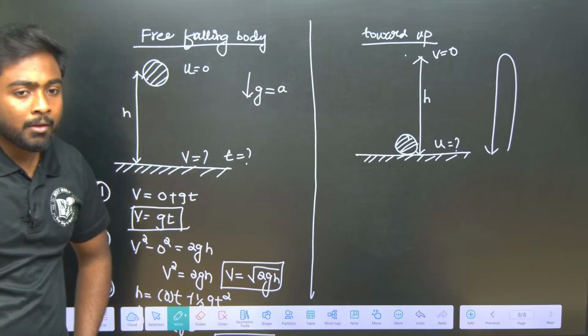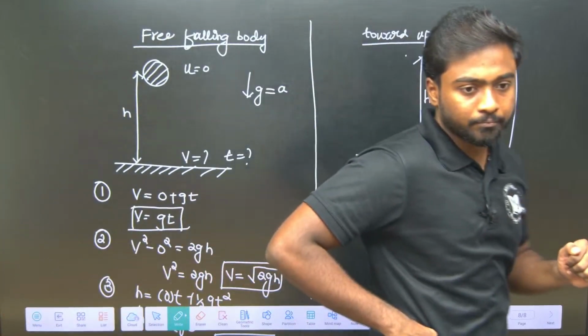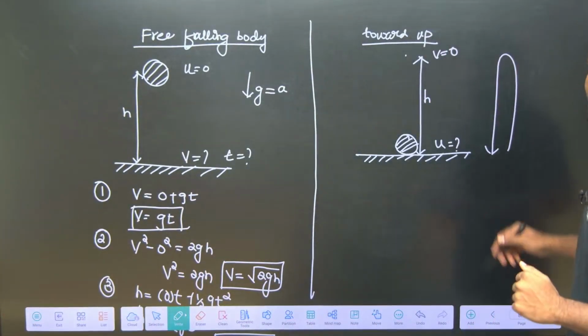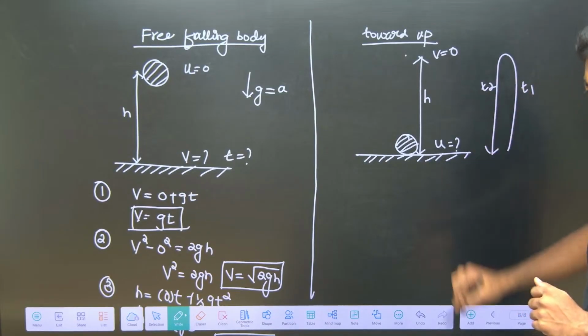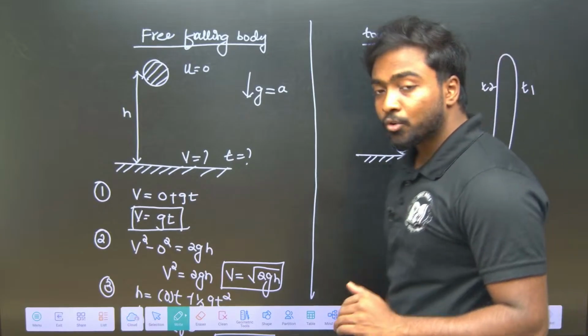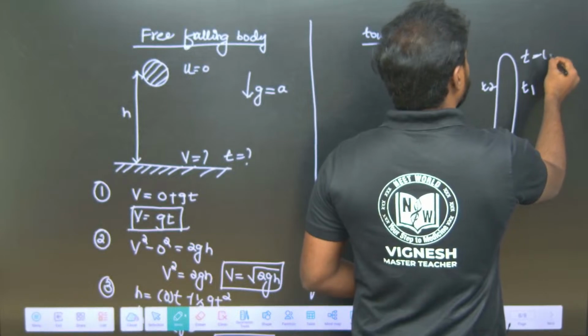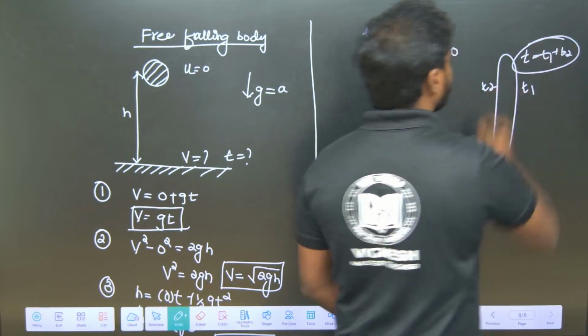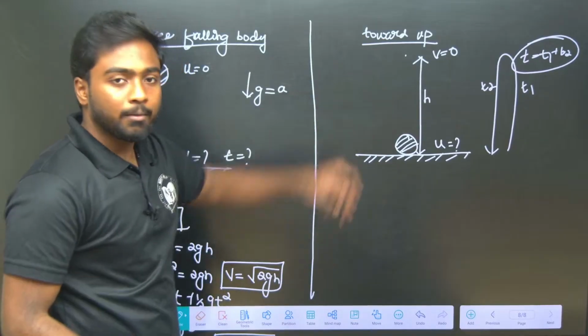Right? From going up and coming down. Okay, let's find. Let me take this as T1 and this as T2. One thing we can say is that going up and coming down take the same time, no? So T will be equal to T1 plus T2. That's it. This is clear.